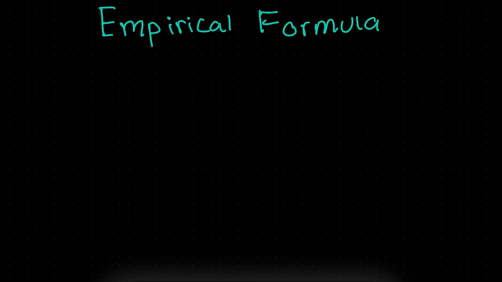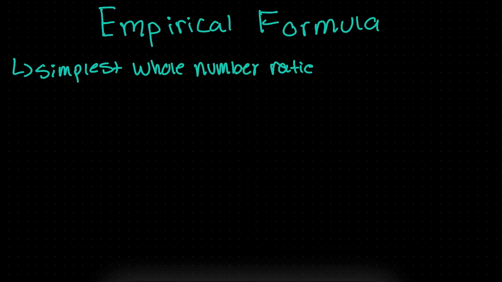The empirical formula is the simplest whole number ratio of elements in a compound. So, this topic tends to be a little scary, right? But don't worry, let's make it simple. Basically, what this tells you is that it doesn't give you the exact number of atoms, which is the molecular formula, which is an upcoming video. It tells you the basic ratio.